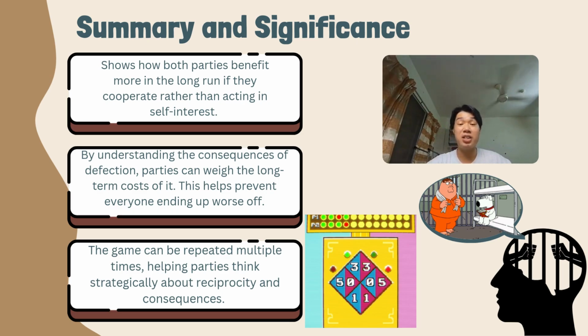And what's really interesting about the prisoner's dilemma is that this game can be repeated multiple times. This repetition encourages each side to think carefully about reciprocity. Essentially, if you cooperate with me, I'll cooperate with you next time, and vice versa. It's a powerful way to promote trust and discourage defection, especially when everyone understands that there are consequences that carry forward.